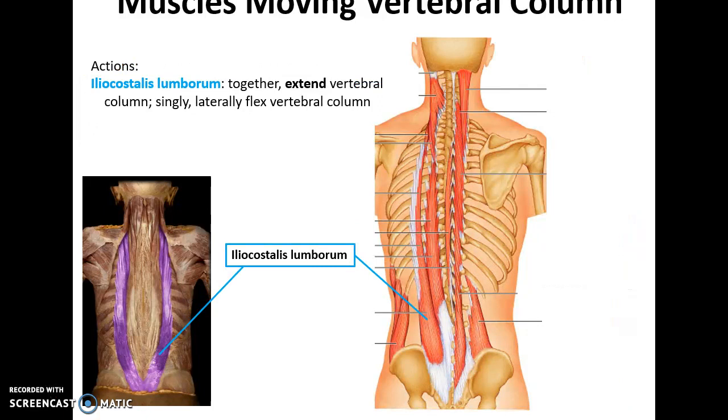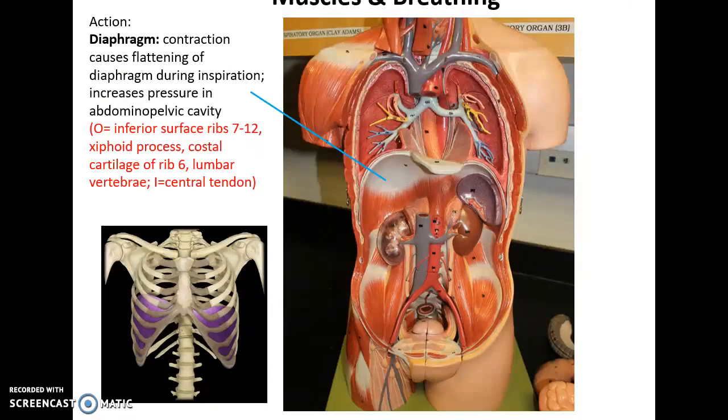All right, we also have at the lumbar region the iliocostalis lumborum muscles, which are actually sort of extensions of the iliocostalis thoracis muscles. The iliocostalis lumborum muscles help to extend the vertebral column, and also when they act by themselves, laterally flex the vertebral column. Then we have the diaphragm. This is a large sheet-like muscle that forms the border between the thoracic cavity and the abdominal cavity. It is very important for breathing.